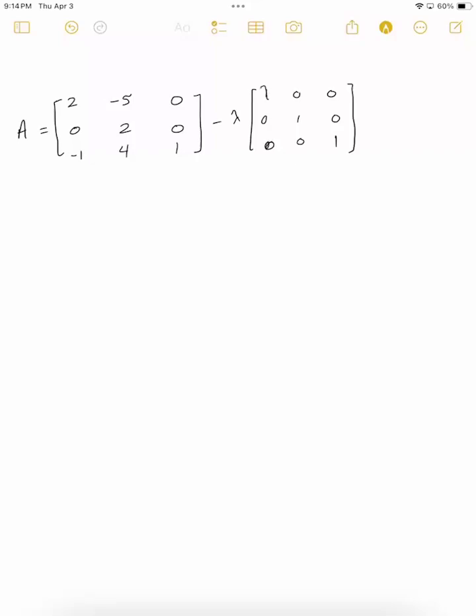The only times we get lambda is on the diagonal, because lambda times 0 is 0, so we just get lambda on the diagonal. So when we subtract, we are going to find the lambda that makes the determinant of A minus lambda I equal to 0. So I'm trying to evaluate this A minus lambda I. I will get 2 minus lambda, negative 5, 0, 0, 2 minus lambda, 0, negative 1, 4, 1 minus lambda.